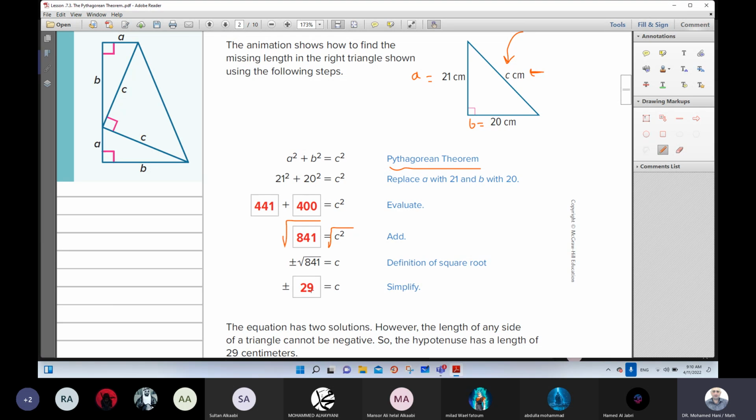Negative and positive 29. It means that this theorem helps us find the missing side in the right triangle.